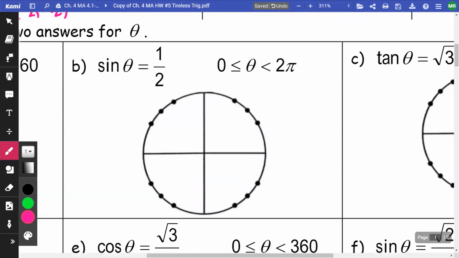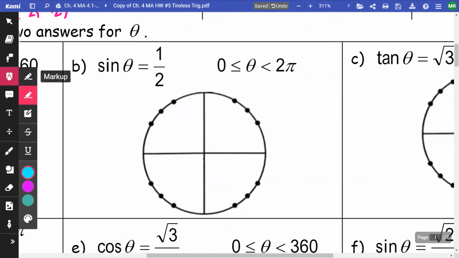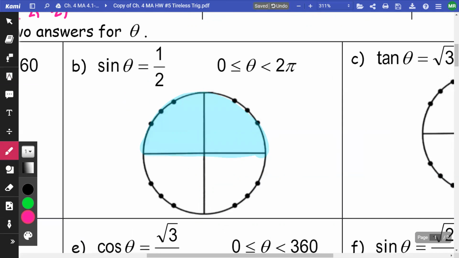On B, I want my sine to be positive, and my sine is positive in quadrants 1 and 2. And this time I want my answer in radians, and I want where my sine is a 1/2, and my sine is a 1/2 in both these spots. And so this is going to be pi 6 and 5 pi 6.